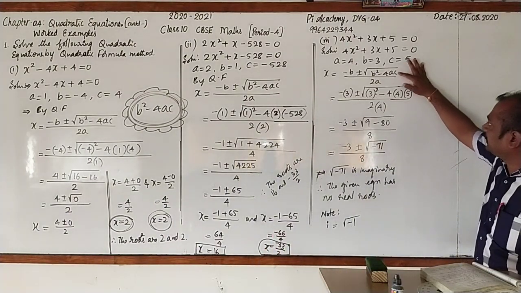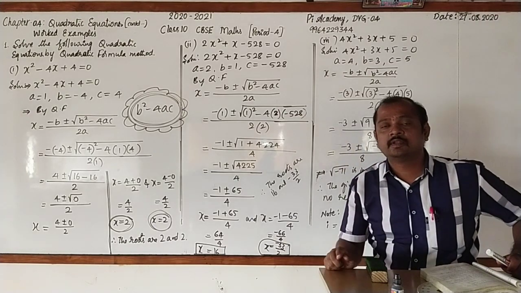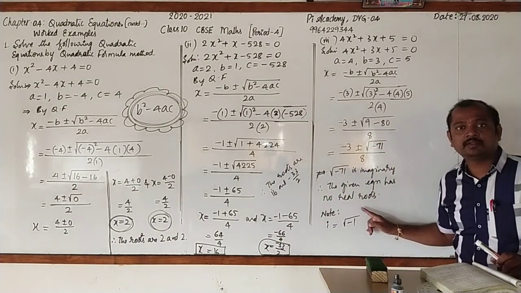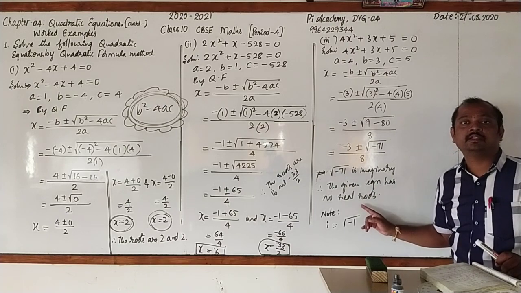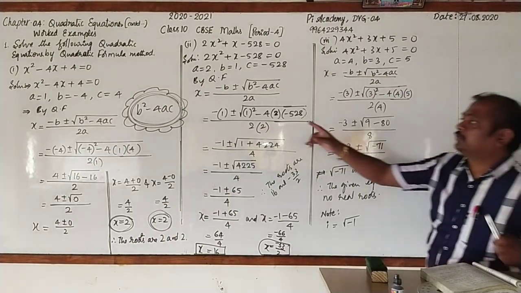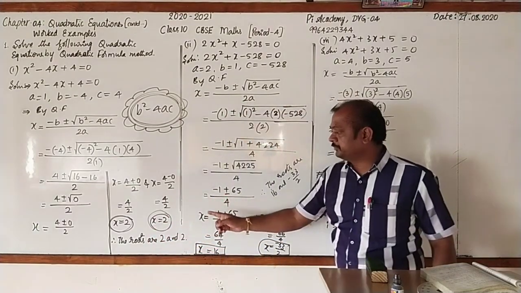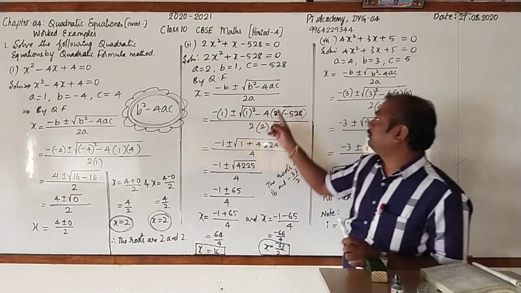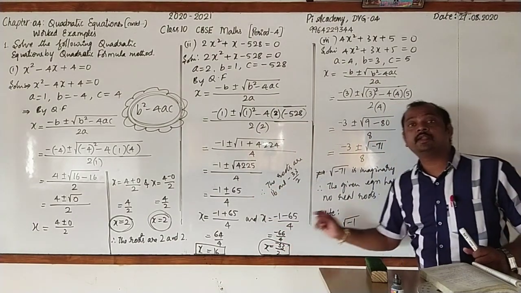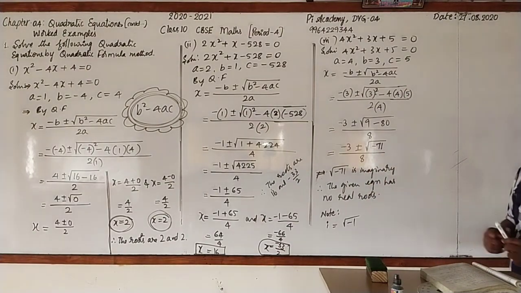Come to this one. Observe the value of b square minus 4ac. What is it? Minus 71. The value is negative, nothing but less than 0. What will be the nature? The nature will be imaginary, meaning not real roots. Did you understand? Yes. If b square minus 4ac is 0, roots are real and equal. If b square minus 4ac is greater than 0, nothing but positive, the roots are real and distinct. If b square minus 4ac is negative, then the roots are imaginary.